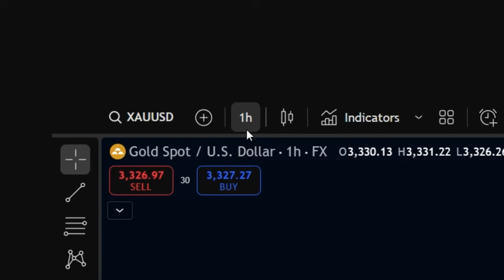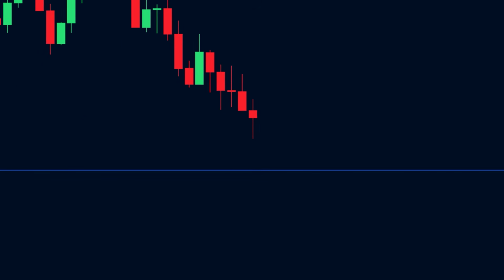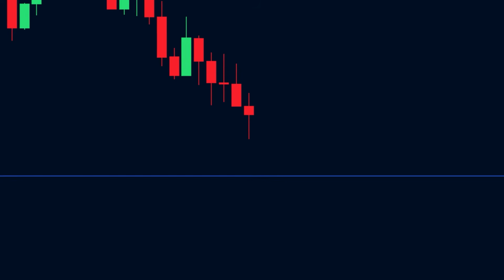Open up any asset and select the 5-minute time frame. Let's say price is approaching the previous day low. This is a key liquidity level. Retail traders that entered long have their stops sitting just below this level, hoping to catch a reversal.